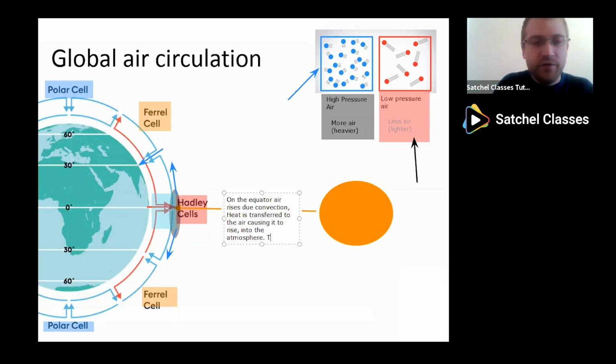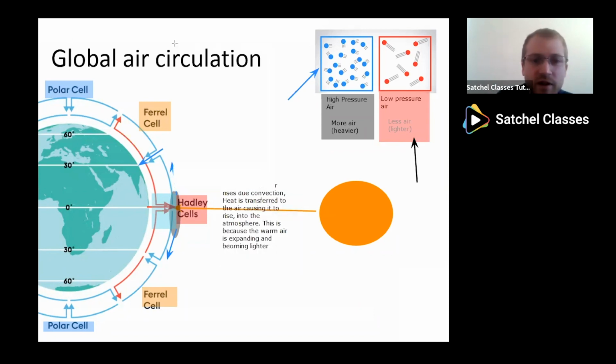Okay, and this is because the warm air is expanding and becoming lighter. Okay, so a few key points there. So I'll just highlight these. I'll highlight them in red because we're talking about what's happening. So first of all, we're talking about convection. So the heat from the sun is transferred to the air, causing it to rise. Okay, so it rises on the equator. This is because warm air is expanding and it's becoming lighter or less dense.